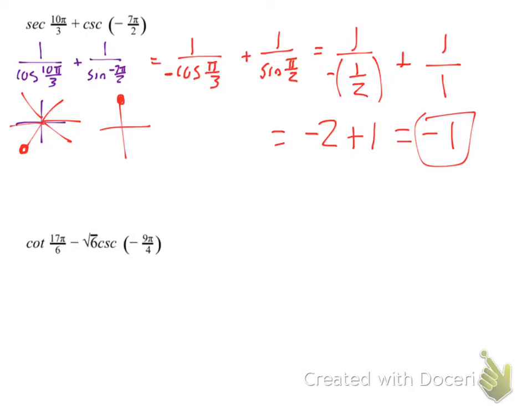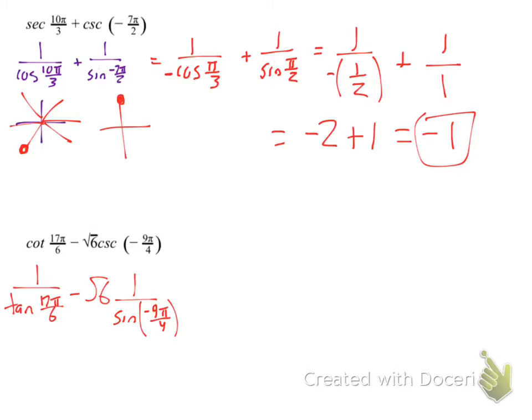Okay, guys, last one. Cotangent of 17 pi over 6 minus the square root of 6 times the cosecant of negative 9 pi over 4. Not a lot of time left, so we will jump right into it. I don't like cotangent, so it's 1 over tangent of 17 pi over 6 minus the square root of 6 times 1 over sine of 9 pi over 4, since cosecant is 1 over sine. You guys notice that I have not changed anything with those fractions or the angles themselves? I'm only changing the function itself.